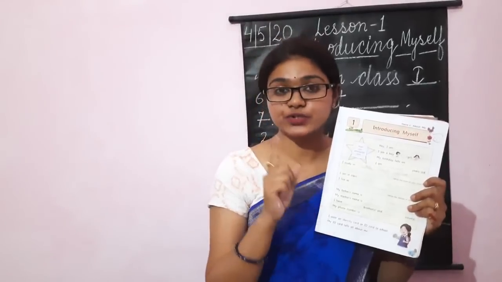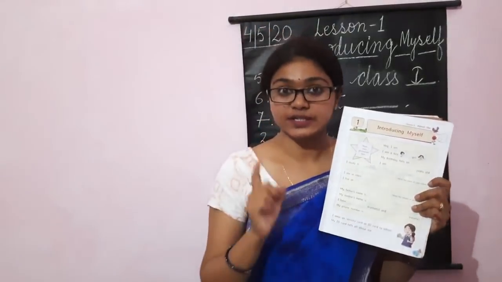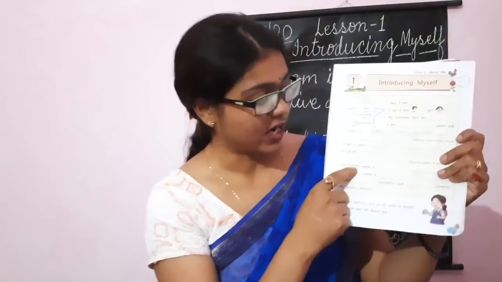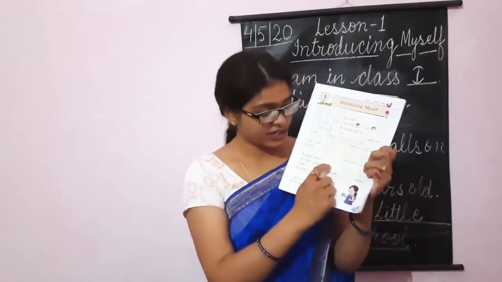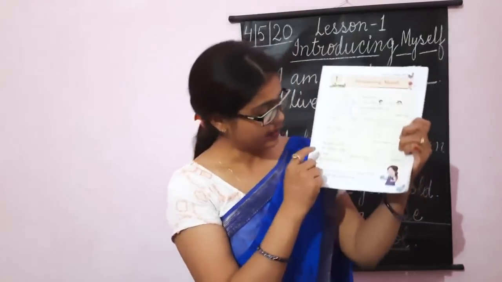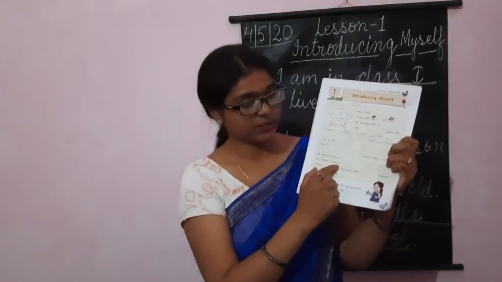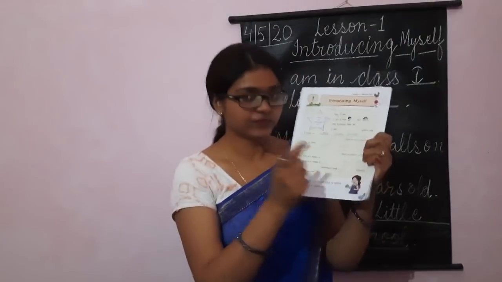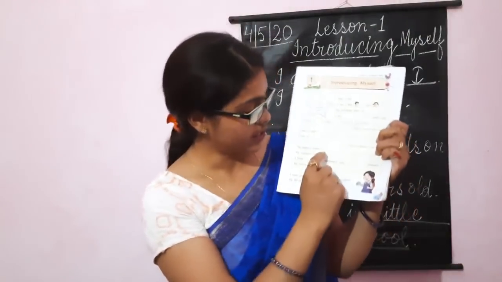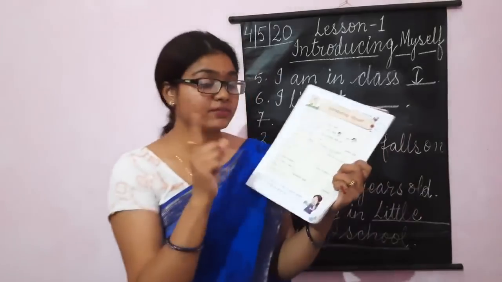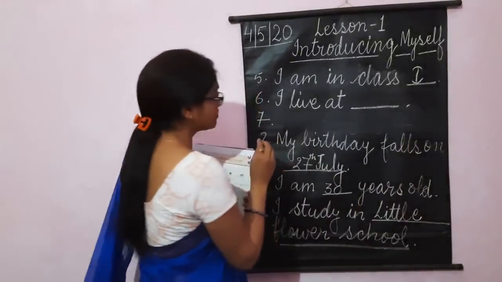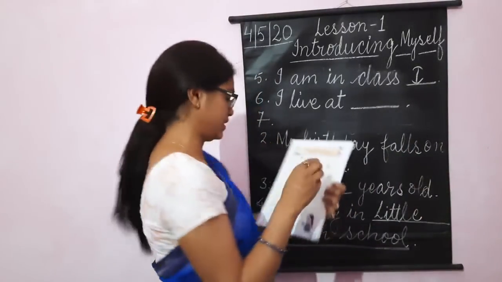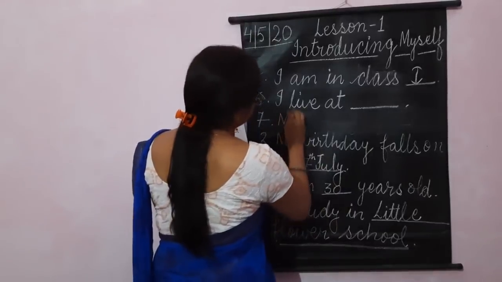Okay. Next line. My father's name. It is very important. You should know your father's and mother's name. So my father's name is, what is your father's name? You will write in this box. Next, my mother's name is, you should write your mother's name also. You will write your mother's name. But be careful.